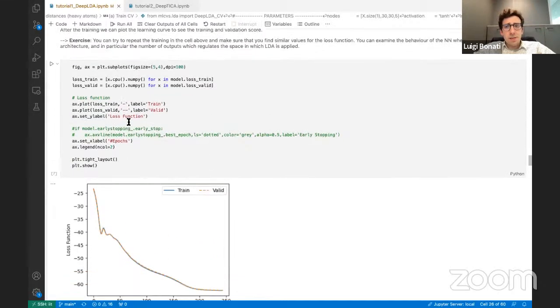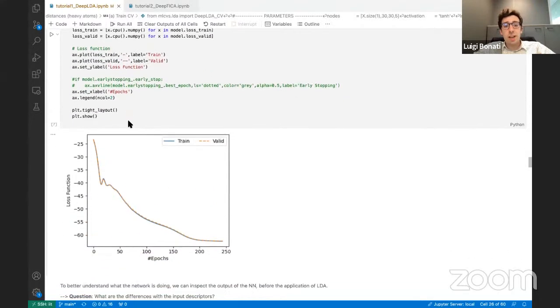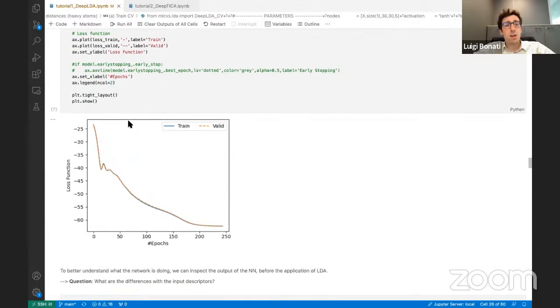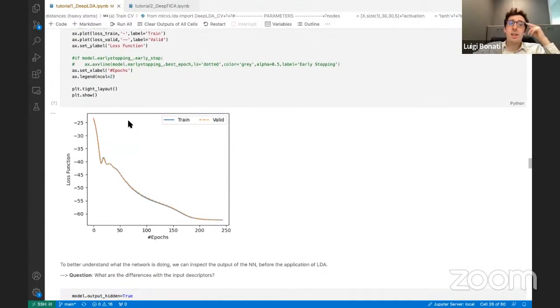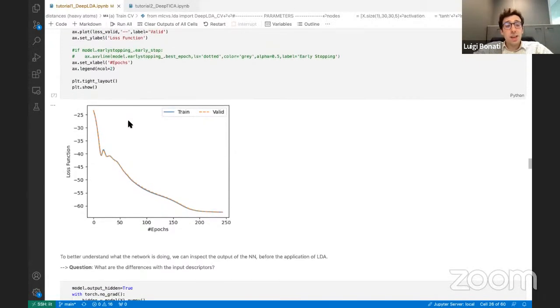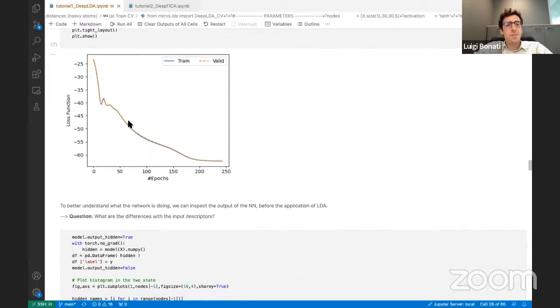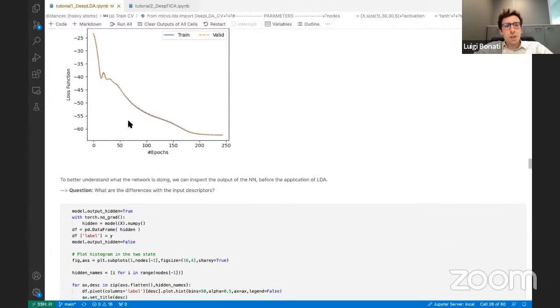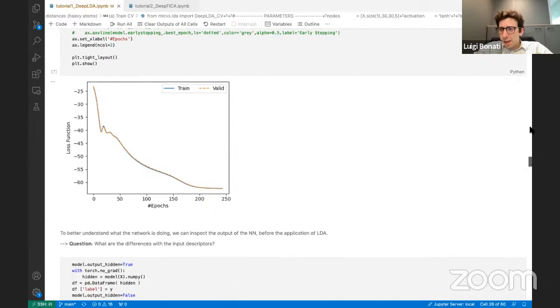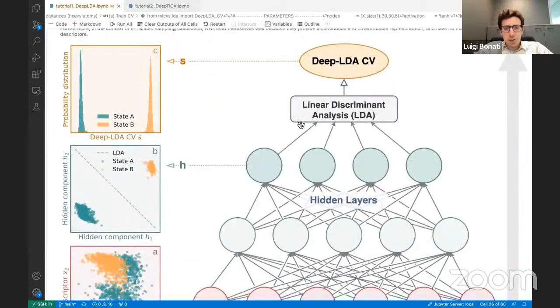After having performed the training, first of all, we can check the learning curve, which means how the loss function behaves. Here it is the eigenvalue of the Fisher discriminant generalized eigenvalue problem, which is a measure of how much the states are separated in the projected CV. And if I can go back above to this picture here.